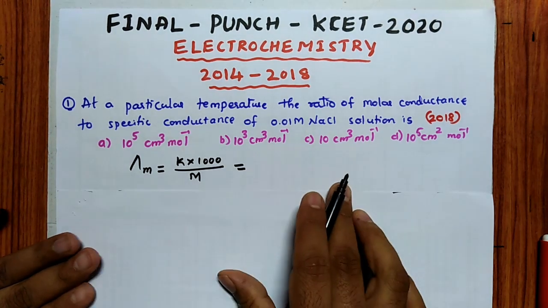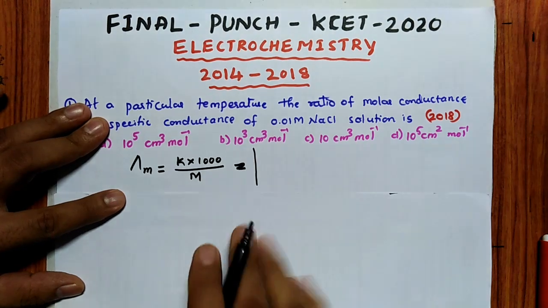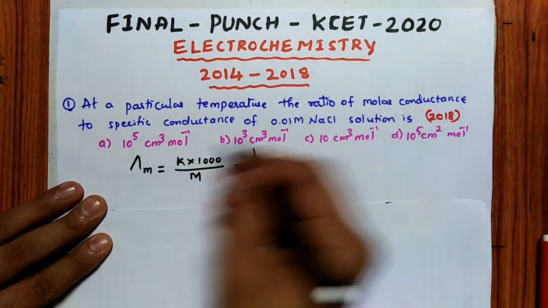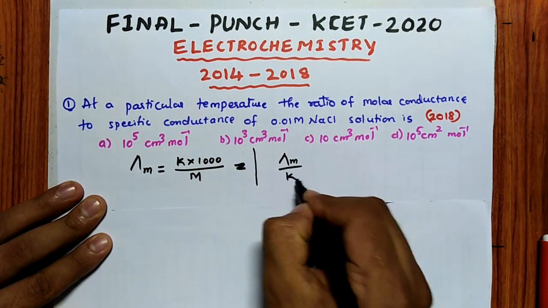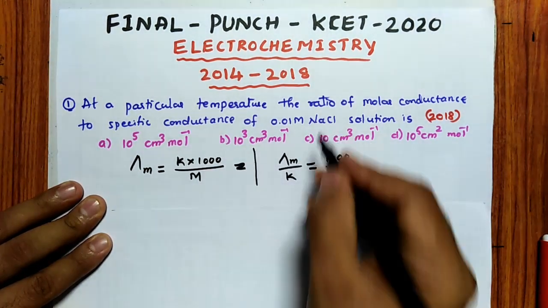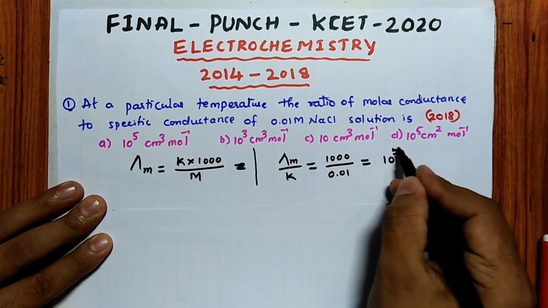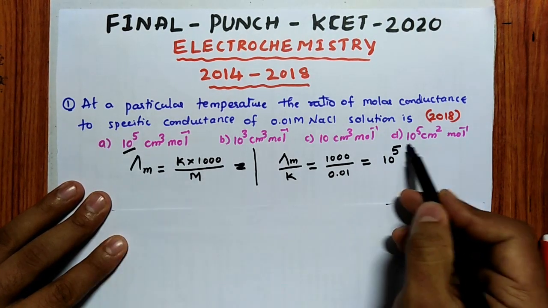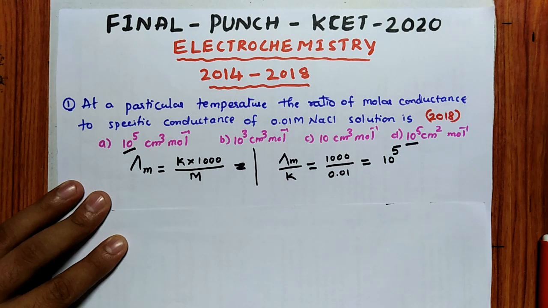In this particular case, I want the ratio of molar conductance to K. So lambda m divided by K is equal to 1000 divided by molarity of NaCl, 0.01. You are going to get 10 to the power 5, correct? But two answers are there, this one and this one. Which is the correct one? Here centimeter cube is there, here centimeter square is there.